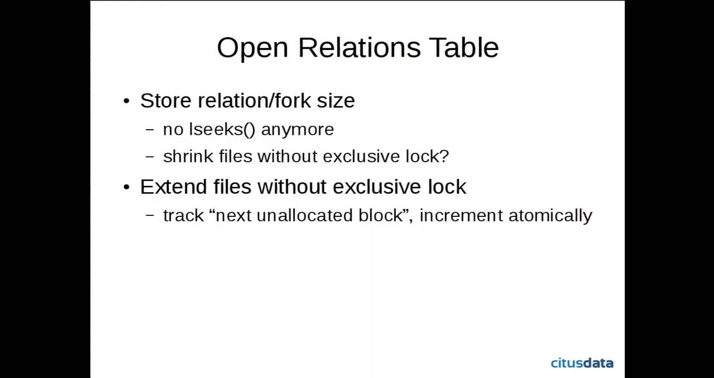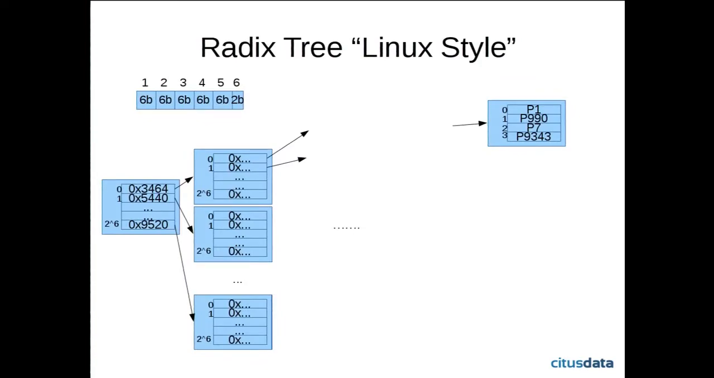So I think that has architectural benefits as well as efficiency benefits. What I'm imagining to use for the smaller tree for each relation to index blocks.